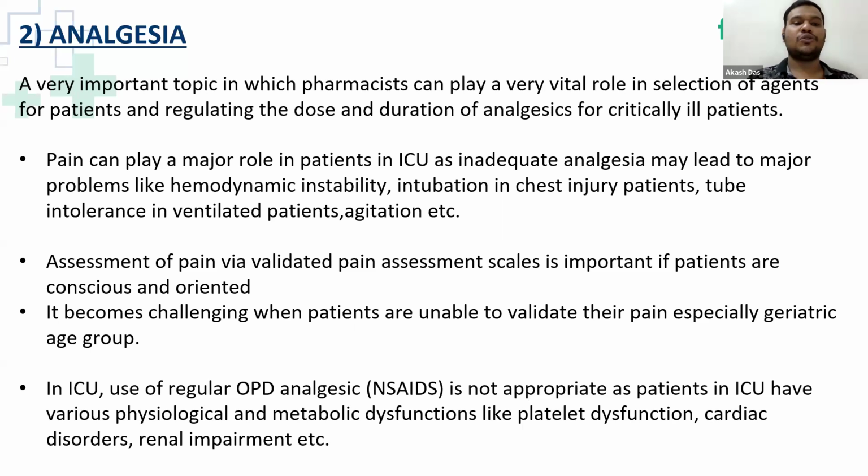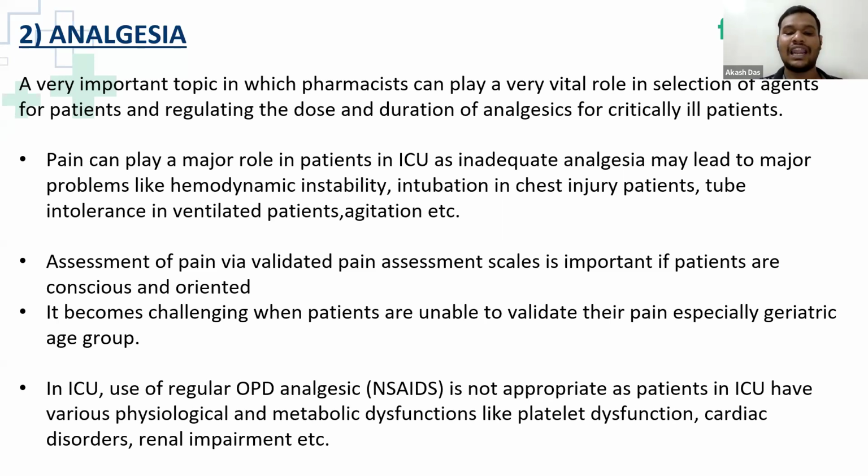I will just cover it a little, because we'll see it in detail when the next presentation for FCCPI comes up, on pain, delirium, agitation. Analgesia is a very important topic in which pharmacists can play a very vital role in selection of agents for patients and regulating the dose and duration of analgesics for critically ill patients. Inadequate analgesia may lead to major problems like hemodynamic instability, intubation in chest injury patients, intolerance in ventilated patients, agitation, etc.